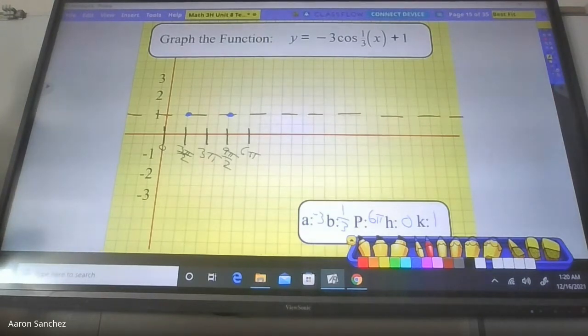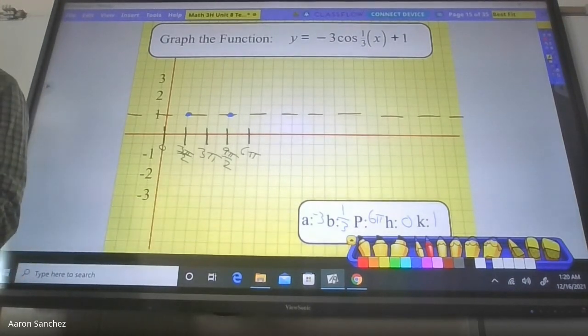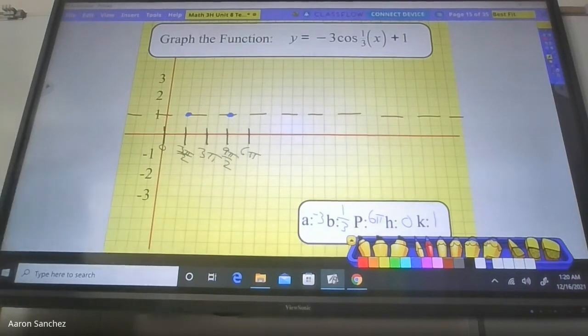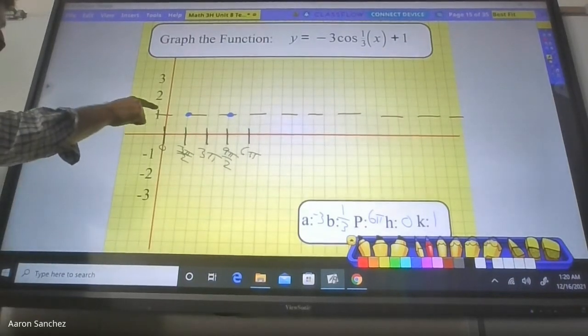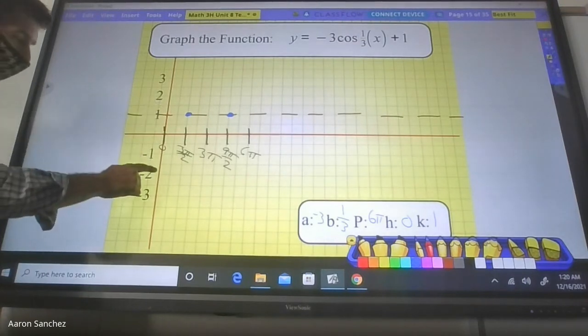Now, let's do the A. And then we'll be done because we have to do our second period, okay? So, what is cosine normally? Cosine 0. We go up 1, right? But the -3 means instead of going up, we go down how much? 3 from here. So if I'm at 1, what's 1 take away 3? -2.